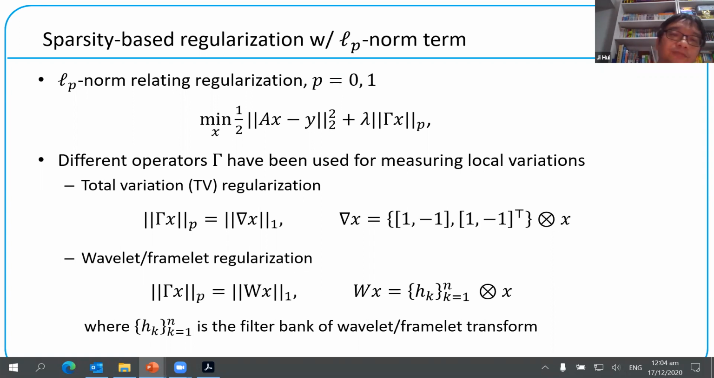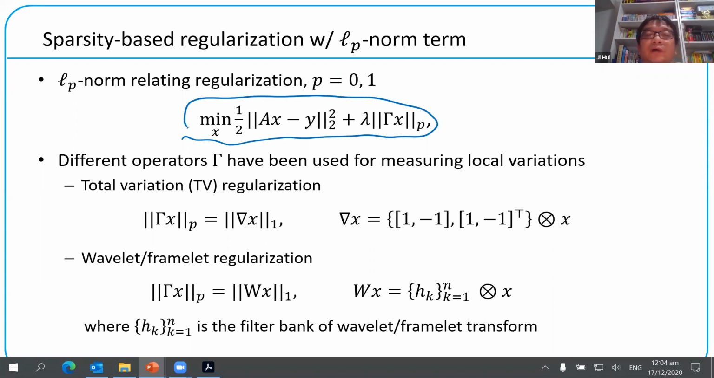Therefore, you have an optimization problem with the regularization being the Lp norm of some coefficients that you get by applying some operators on X. Different operators have been used to measure these local variations. For example, the most well-known is total variation. That is, you use first-order difference operators to measure the local variations and minimize their L1 norm. Another popular one is the wavelet transform based. That is, you measure the image using a wavelet transform or frame transform, which is a redundant wavelet transform. Then you have a bunch of filter banks to get the coefficients. Then you assume that the L1 norm of the coefficients of the image you want to recover is small.